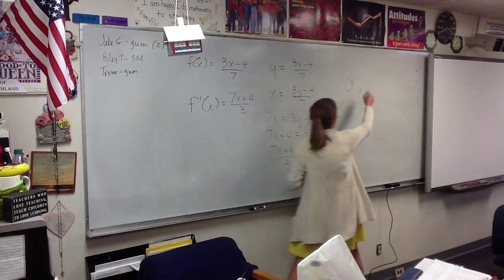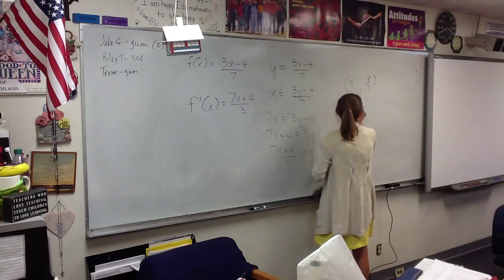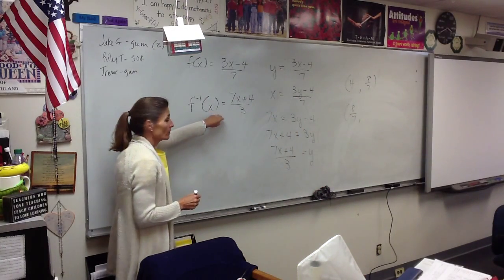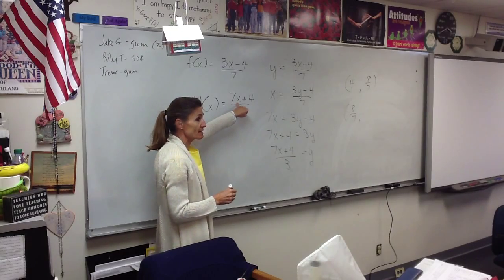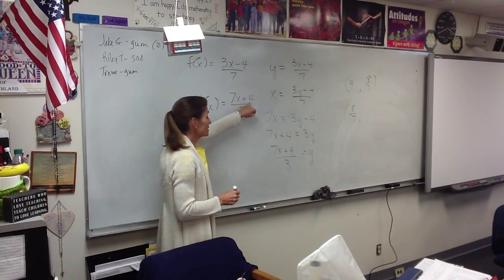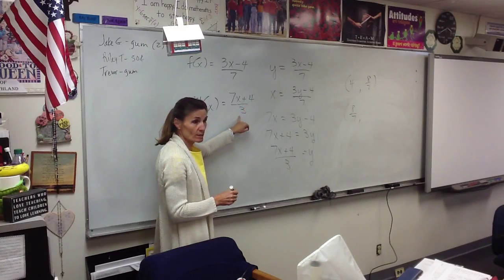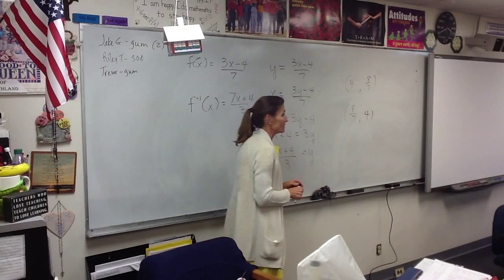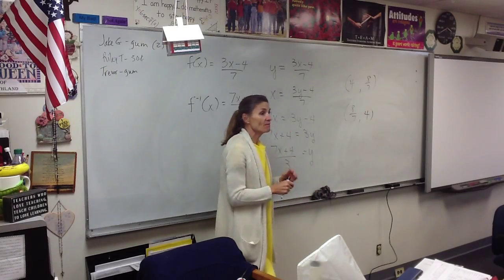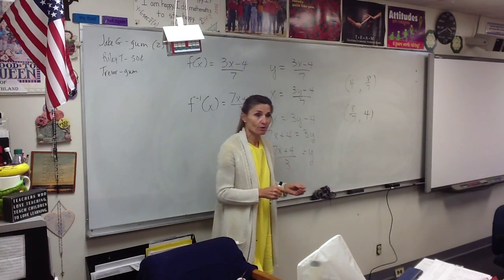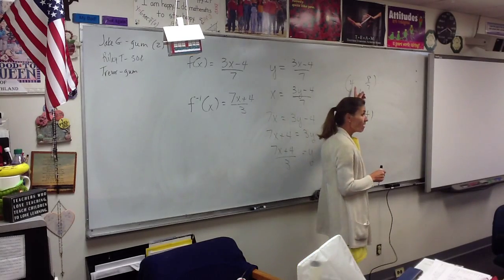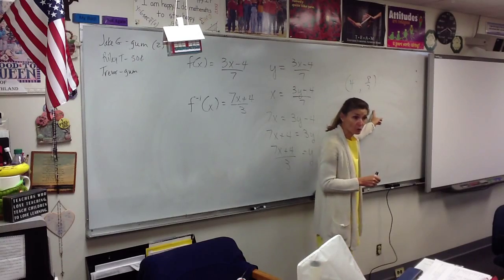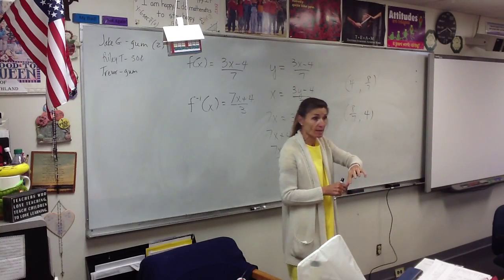8 sevenths. All right, let's take that 8 sevenths now and put it into the inverse. Don't panic. What's 7 times 8 sevenths? 8. Plus 4 is 12, divided by 3 is 4. Is that exactly what you expected to happen? Yes, because if inverses undo each other, then whatever F did to 4, F inverse is going to undo and get me back to my 4 again, right?